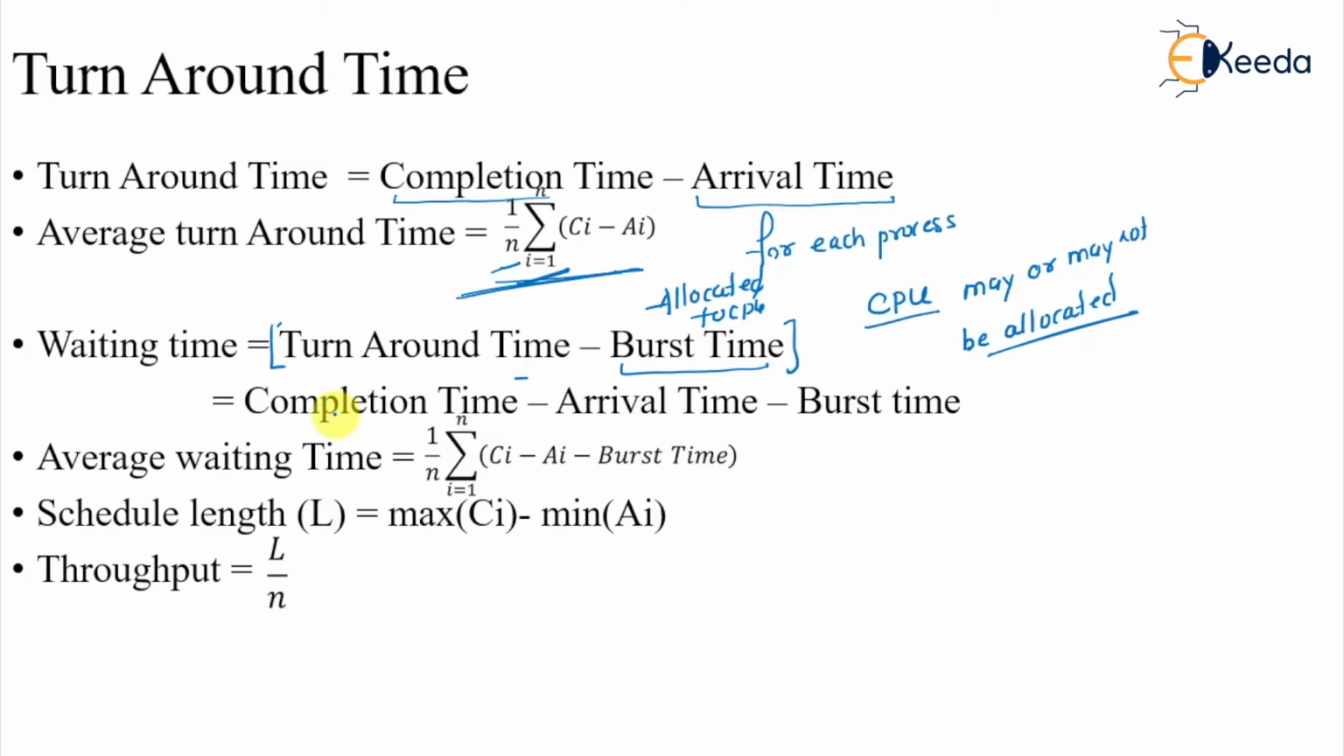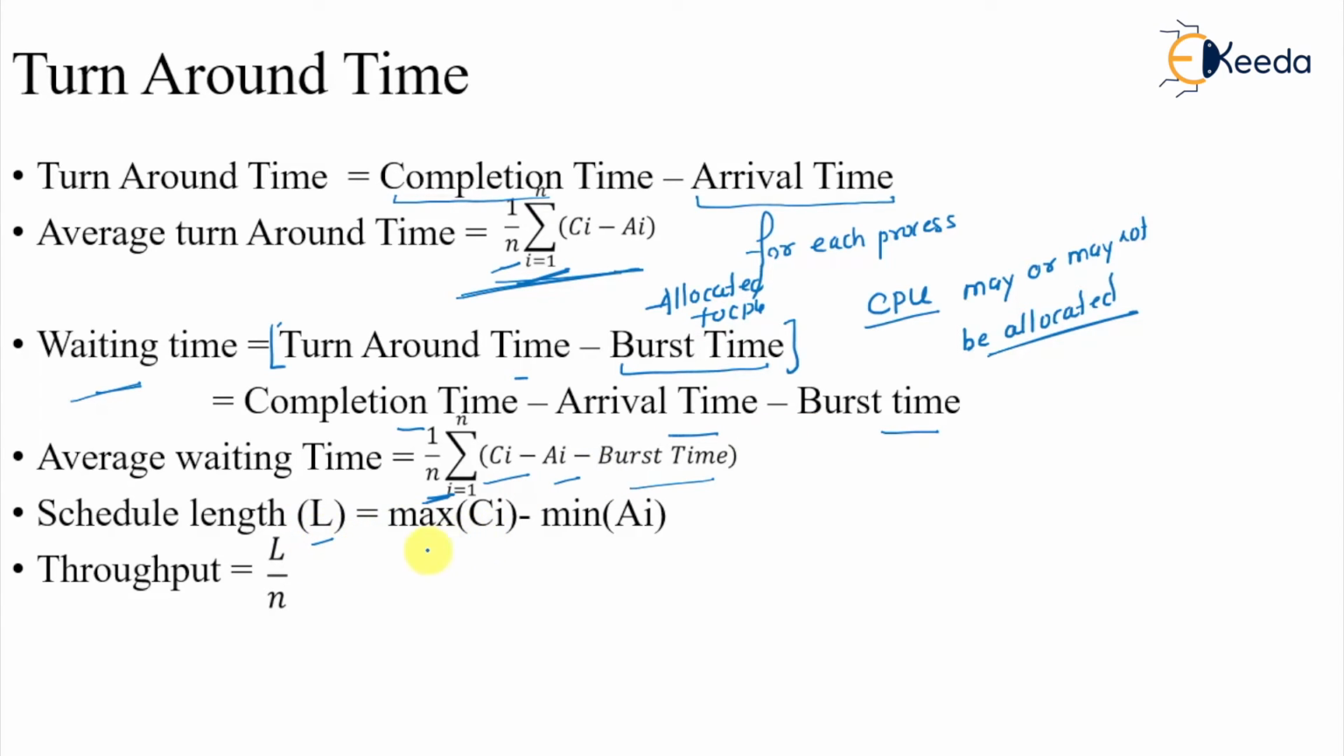And turnaround time is completion time minus arrival time. So completion time minus arrival time minus burst time is your waiting time. And now we can say that the average waiting time will be 1 over n times the sum over all the processes of completion time minus arrival time minus burst time.